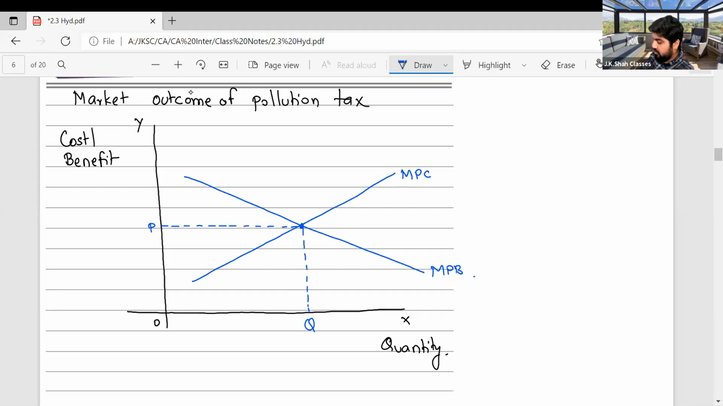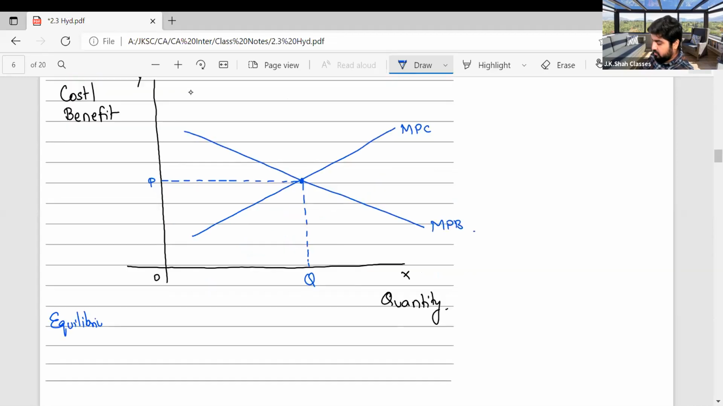Now, equilibrium point E, that is PQ, represents market failure. Do you agree to this? This is a market failure. Sir, but this is equilibrium, no? Yeah. But in this equilibrium, we have not taken into consideration the social cost. That's why it's a market failure.